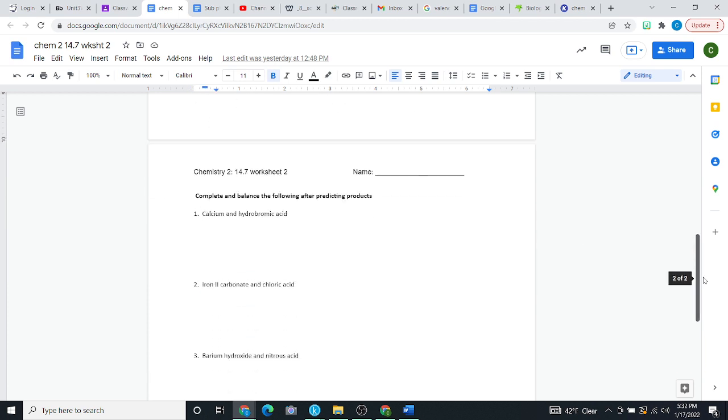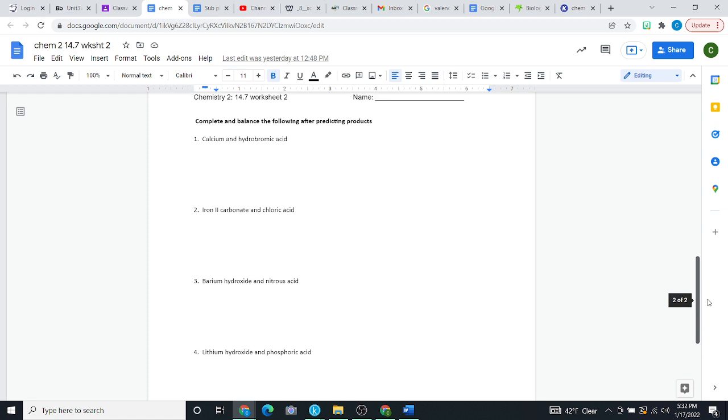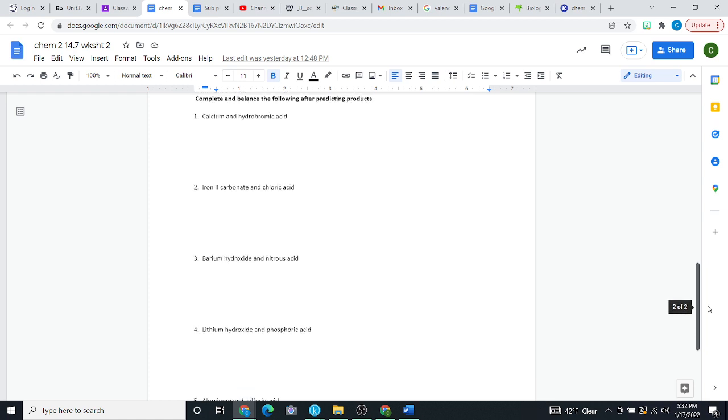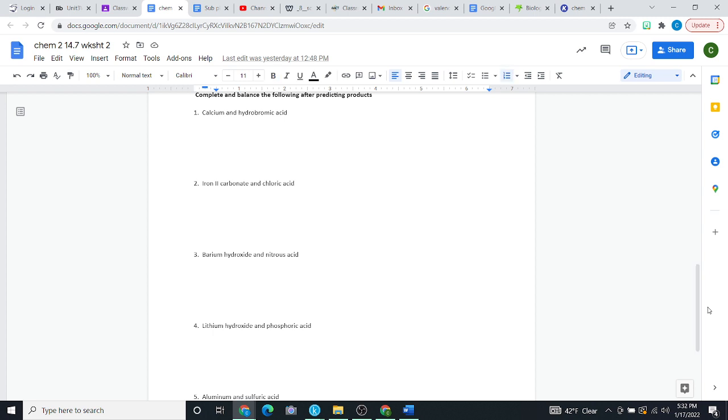Now, if you go down here on the back side, it says complete and balance the following after predicting the products. This is why I had you guys do naming practice. It's going to be super important that you've named these correctly and gotten their charges right, because if their charges are wrong, you're never going to get it balanced. So you need to write it out and balance it. For instance, calcium is just Ca. If it would have been a gas, like oxygen gas, we write O2. But if it's just a metal, calcium is just Ca by itself. And then you have to know how to name these acids.